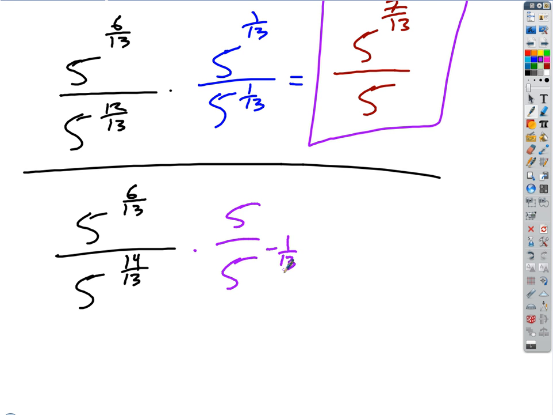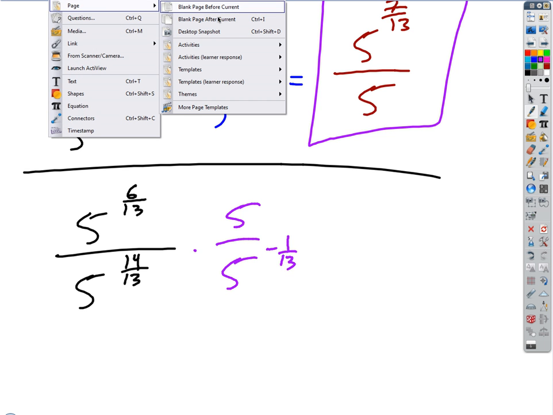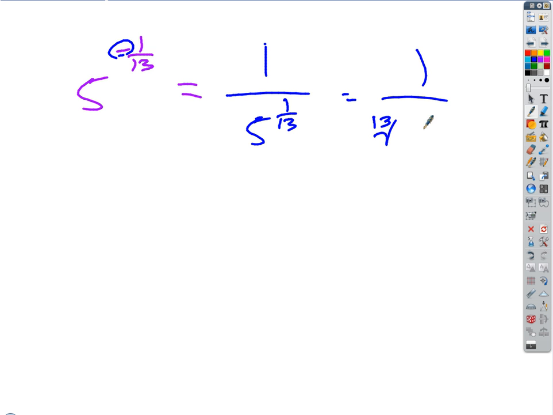You tell me, real quick, what is 5 to the negative 1/13, written as a radical? What's the negative do? It makes the radical, puts it on the bottom, right? So this just becomes 1 over 5 to the positive 1/13, which would just be 1 over the 13th root of 5. So it is something.